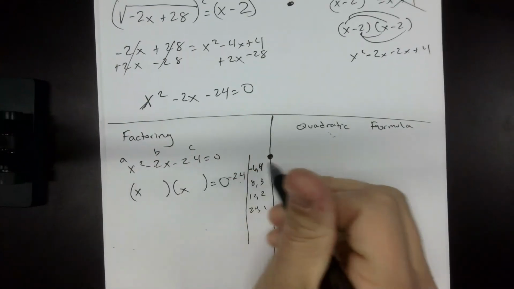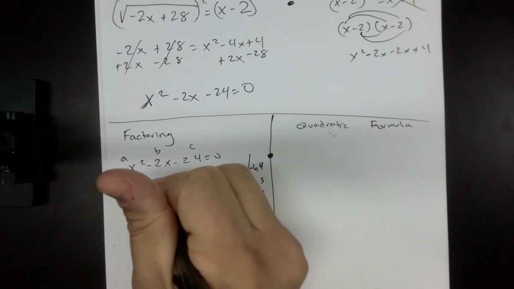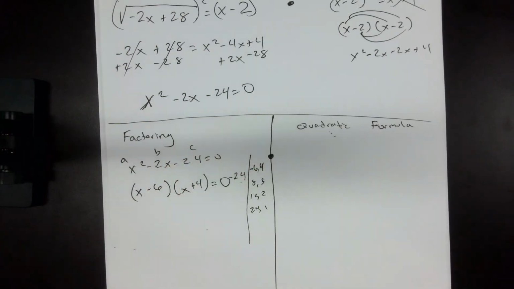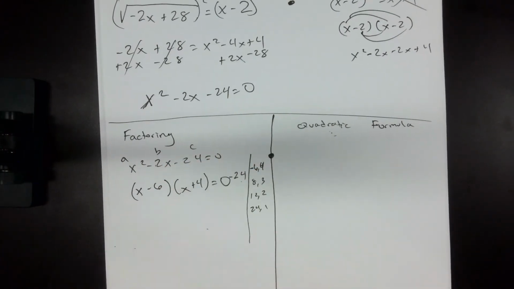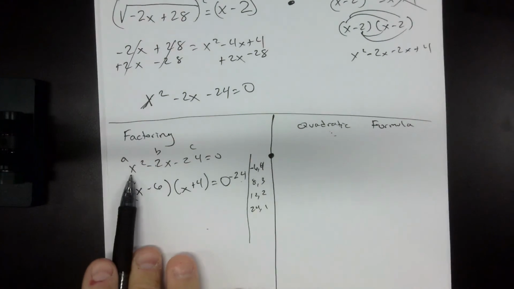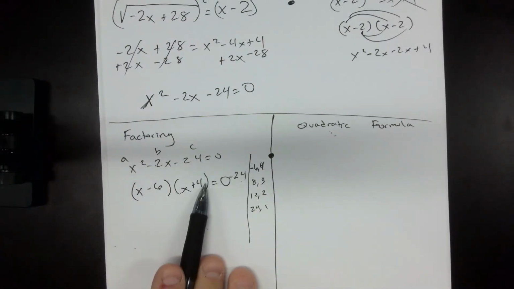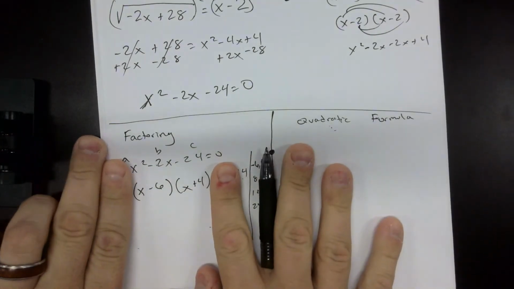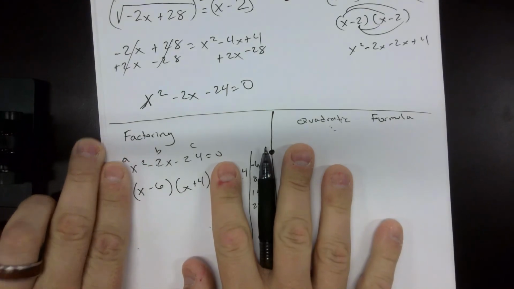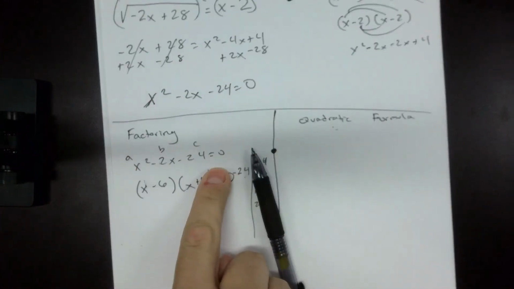Okay, ignore this negative 24 now. Now we know, and we're just going to plug in the two numbers we found. Negative 6 and 4. Now, this is called factoring. If I went through and FOILed this again, if I FOILed x minus 6 and x plus 4, I would go right back to there.